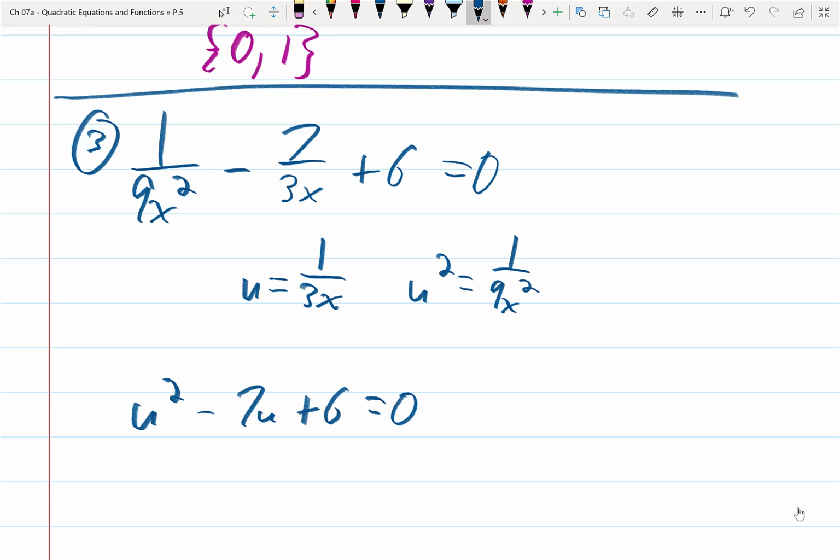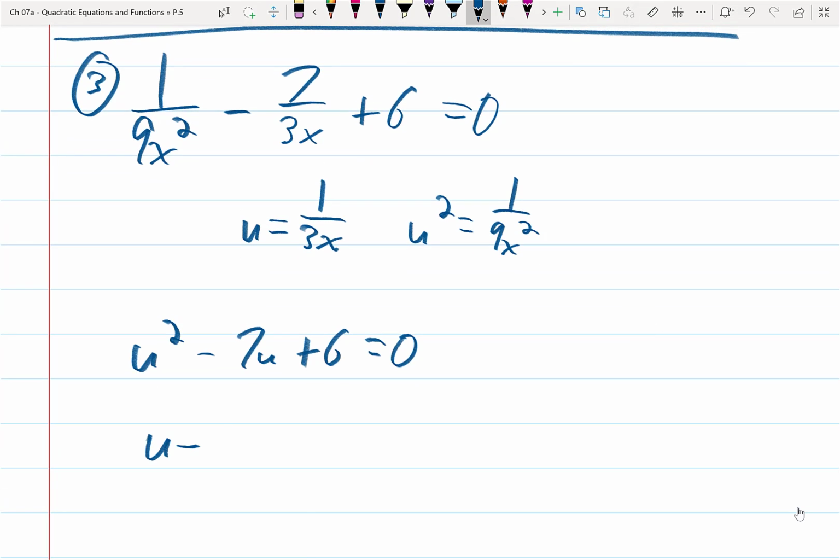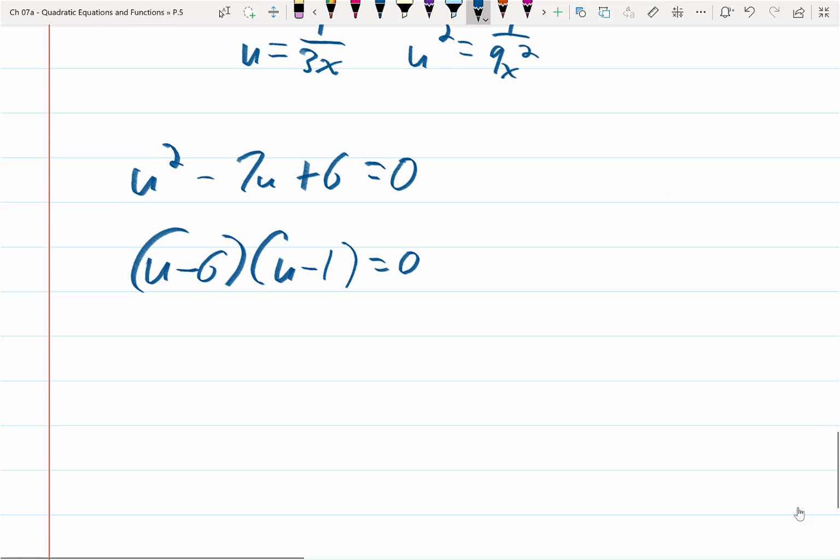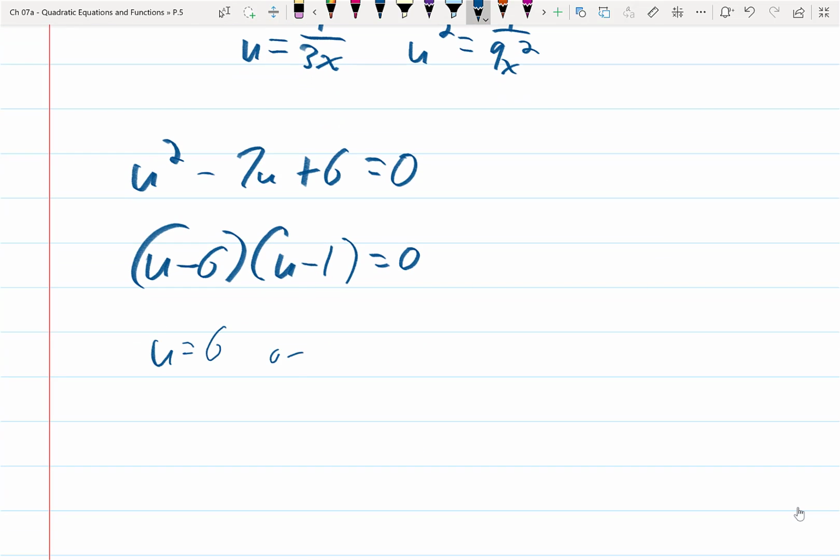Look at the problem right above it. It's this exact same u factoring. You're going to have problems on this homework that go through the same factoring, but it's a different u. It's a different thing that you're substituting. u minus 6, u minus 1. You get u equals 6 or u equals 1.